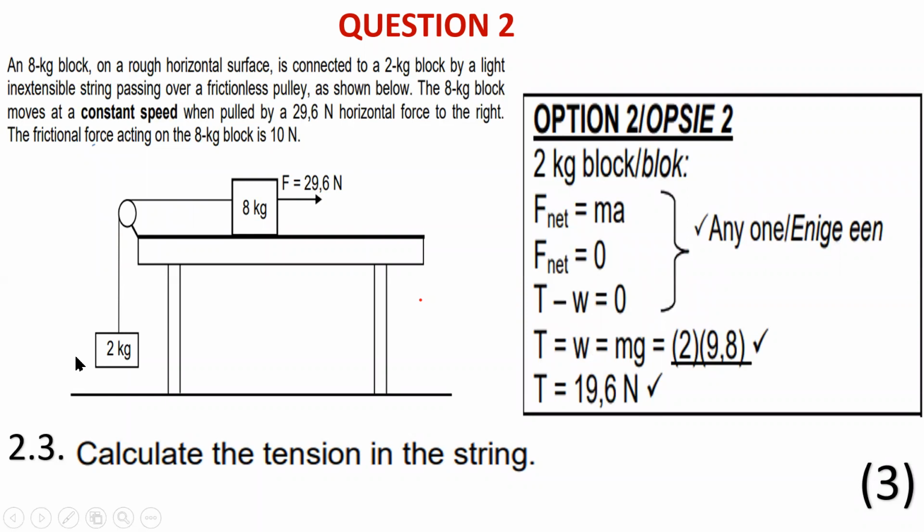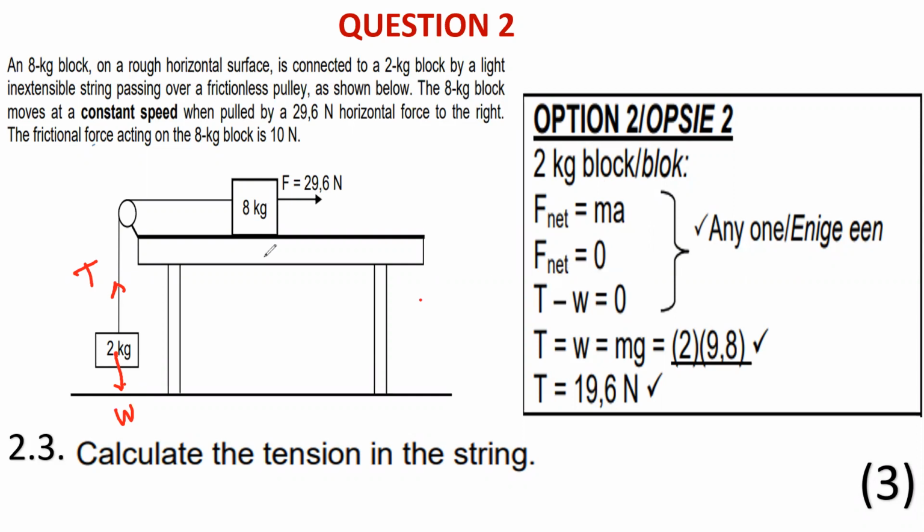What forces do we have on the 2 kg? As you see, we have gravitational force from the center of the object. We have gravitational force, or weight you can say, and tension force. And you can write F net equals m times a. F net equals 0. F net, tension force minus weight, is equal to 0. Any of this gets 1 mark. And then weight going to the other side, tension force is equal to weight is equal to m times g.